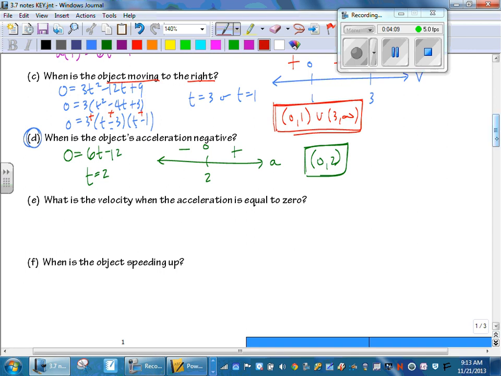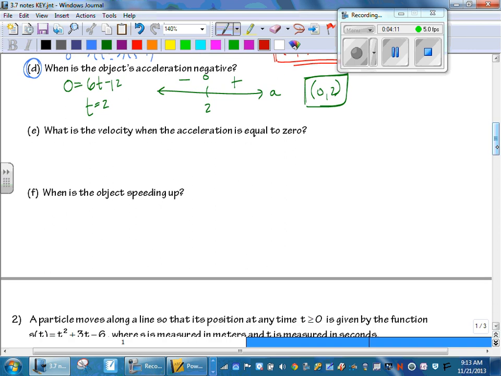All right, let's take a look at part E. So we don't put in negative infinity because of the... Yeah, from when time is greater than or equal to 0, yeah.